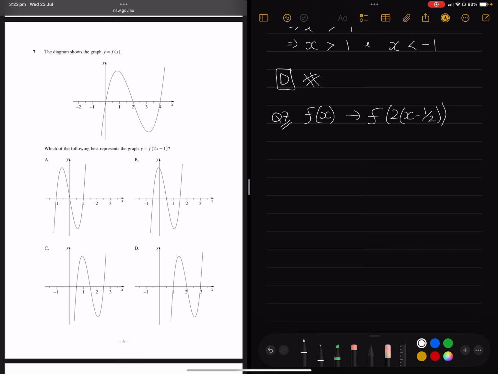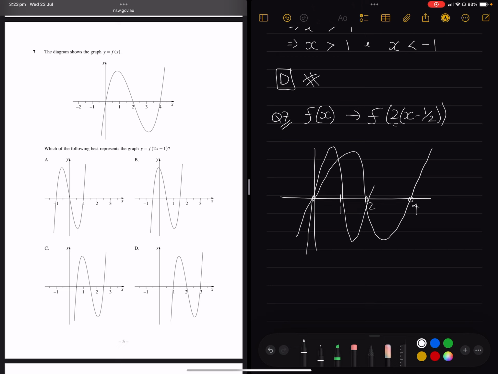So we start with our function. It looks like this, goes up here, goes down here, goes up here. This is 2, this is 4. We're going to apply the 2 first. So this is going to shift the whole thing in. So this intersection is going to be 1, this intersection is going to be 2. So it's going to have the same height. It's going to go up like this, go down like this, and then go down, and then come back up. So this transformed function has been contracted inwards. It's been squished inwards.